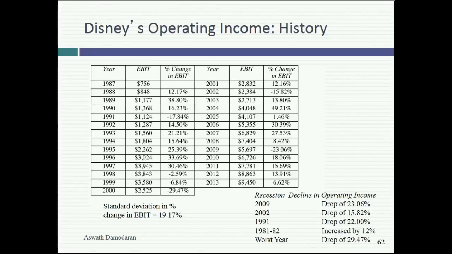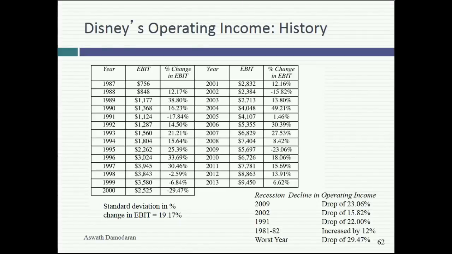So this is about 25 years of data. And if you go through the 25 years, the worst year they've ever had in their history is 2000. In 2000, their operating income dropped by 29.5%. So I have a sense of what a really bad year for Disney looks like. In fact, if you look at the recessions over the last 50 years, the worst year they've had is 29.4. In '81, '82, their operating income actually increased in the midst of a recession.